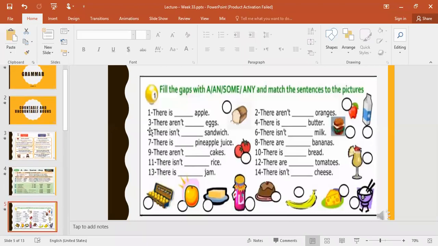Yes, this is the last one. This is the exercise that you have to do now. You have to fill in the blanks with a, an, some, and any. And then you have to match them to the pictures. I don't want you to match the sentences to the pictures, no need. I just want you to fill in with a, an, some, and any, based on what we have explained now and based on the nouns that you have. Okay? Are you ready? Okay, Miss. Yeah, let's start.